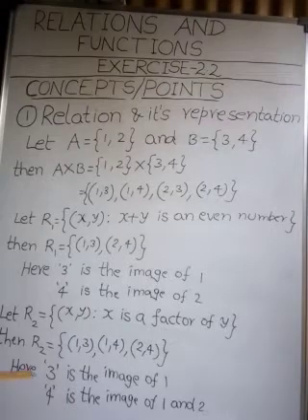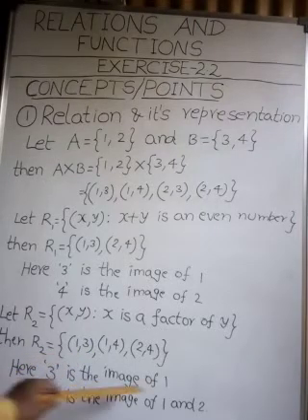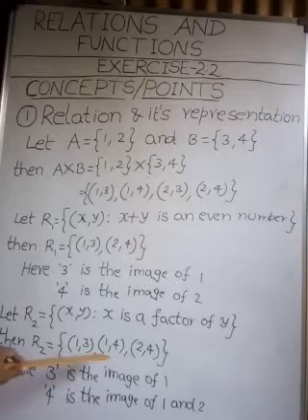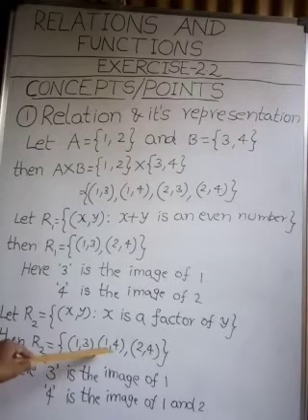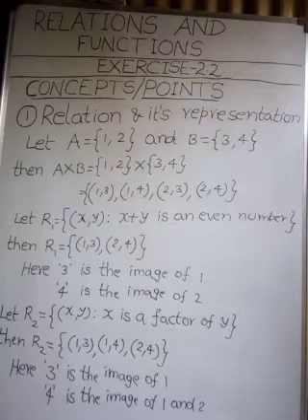Right. Here 3 is image of 1. 4 is image of 1. Similarly 4 is image of 2. So for both elements 1 and 2, 4 is image. Understood this point, my dear children?